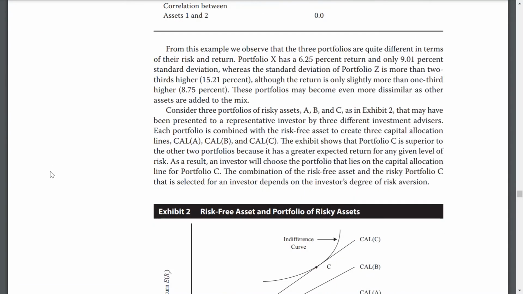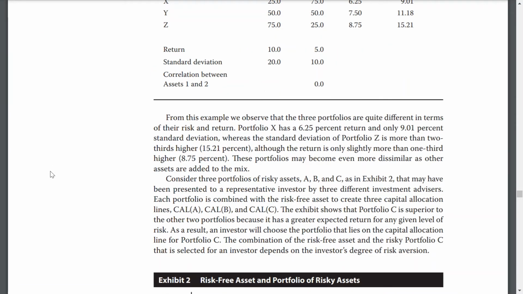For this example, we can observe that the 3 portfolios are quite different in terms of their risk and return. Portfolio X has a 6.25% return and only 9.01% standard deviation, whereas the standard deviation of portfolio Z is more than two thirds higher at 15.21%, although the return is only slightly more than one third higher, at 8.75%. The portfolios may become even more dissimilar as other assets are added to the mix.